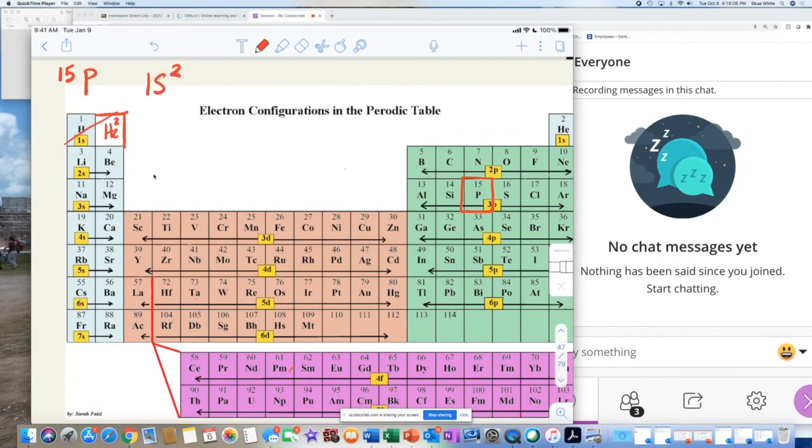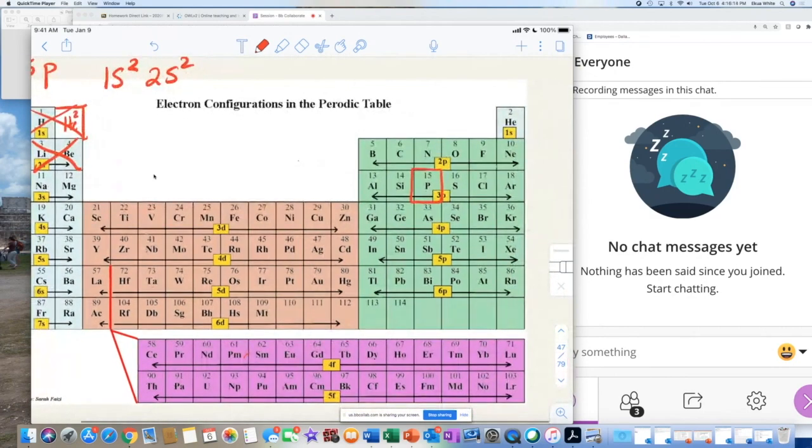Okay, so I'm done with this. Next, 2s2. I'm done with these. And then you do 2p6. Very good. We're going to keep going until we get to this level right here. We're maxing everything out, and that's 10 so far.